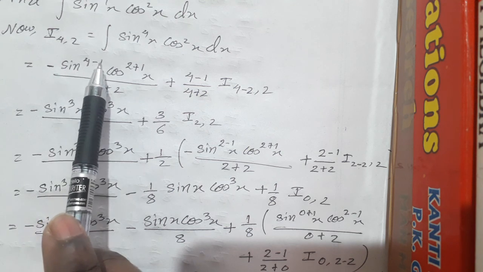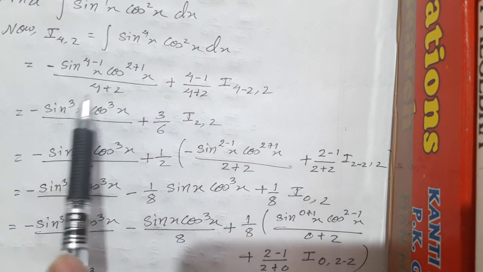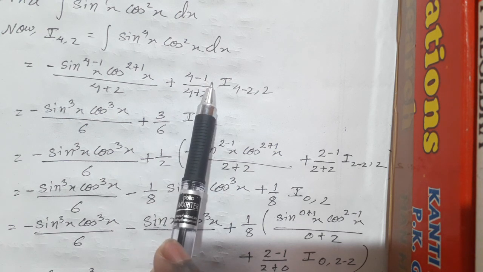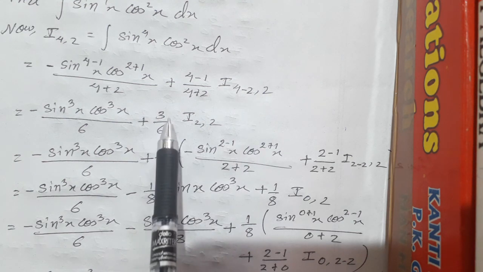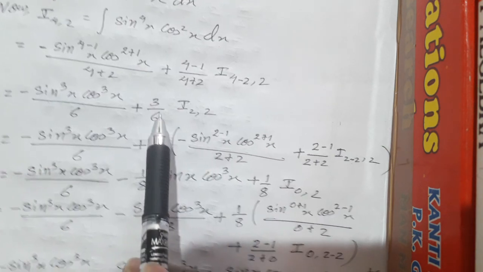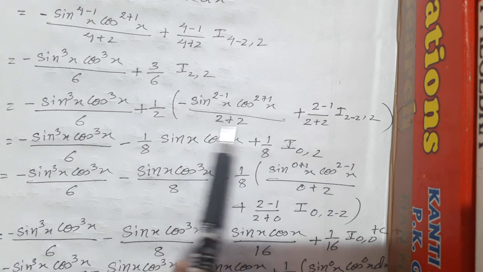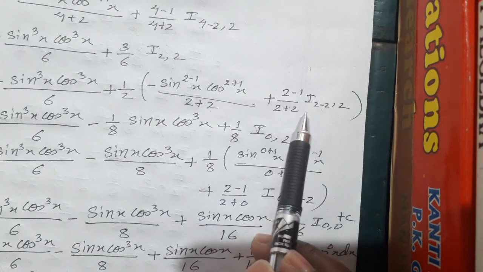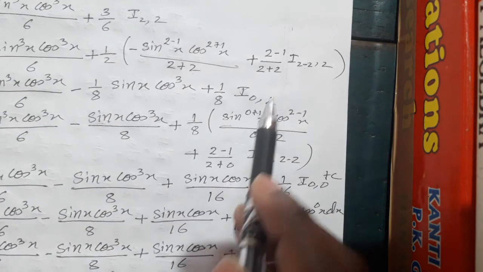So we get sine to the power 4 minus 1 x cos to the power 2 plus 1 x divided by 4 plus 2. And here m is 4, so 4 minus 1 divided by 4 plus 2, I 4 minus 2, comma 2. So here we get 3 by 6, I 2, 2. So here m is 2. Now we'll apply the same formula here. So we get minus sine 2 minus 1 x cos 2 plus 1 x divided by 2 plus 2, plus 2 minus 1 divided by 2 plus 2, I 2 minus 2, comma 2. So here the first part gives 0, and we get I 0, 2.